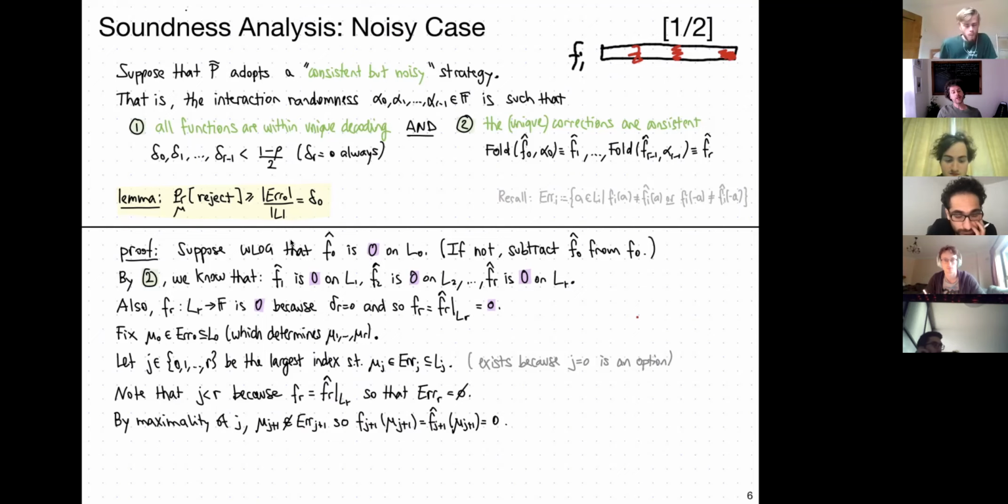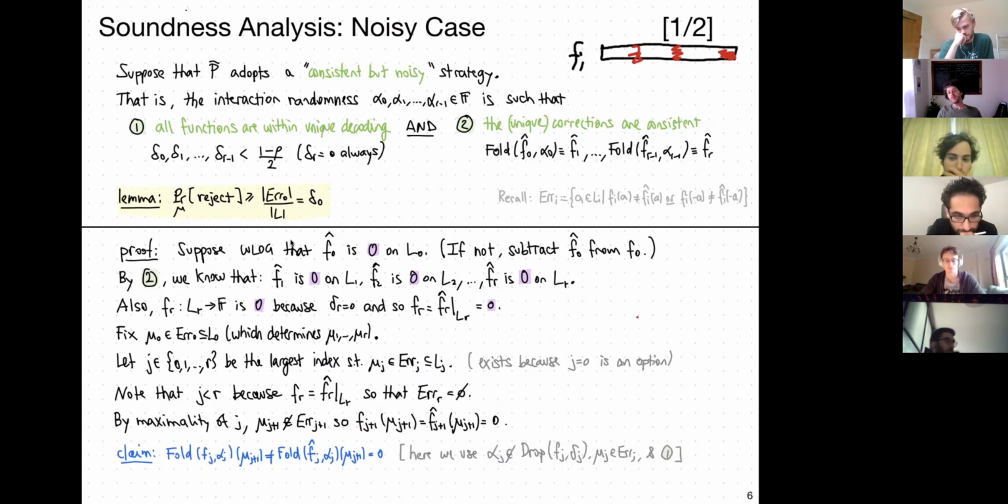And now, what can we say? By the maximality of J, we know that everything after J must be completely kosher. Everything has to be according to the prescription, because there is no error at all. So we know that mu J plus 1 is outside of the error set. And what does that tell us? It tells us that at this point, the function and the correction must agree. And we just get a 0.